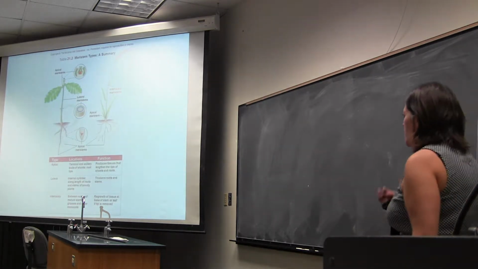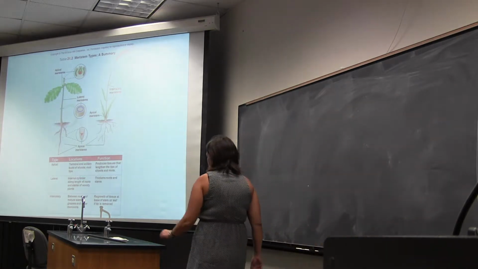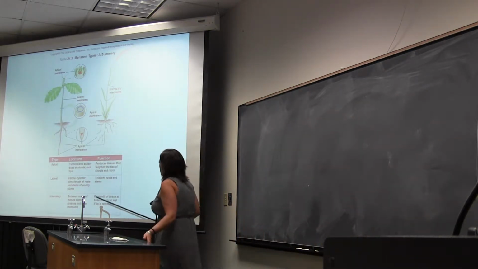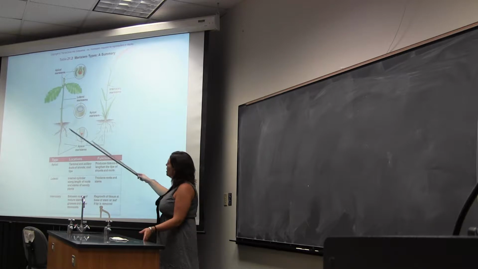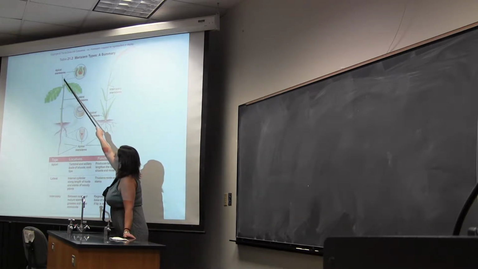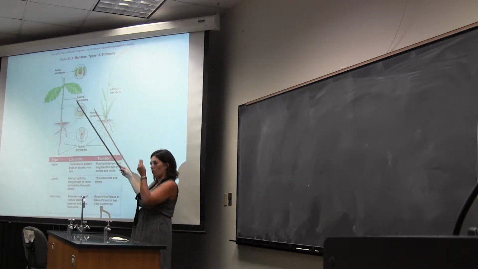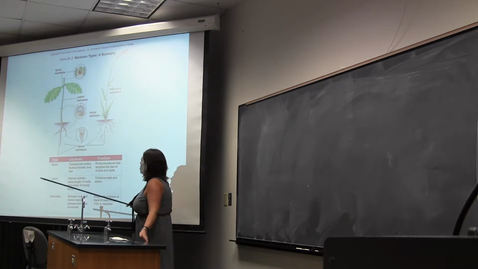So here you can see where these different meristems are located. Again, the apical meristem, you're going to have at the ends of all of the roots, which is going to help it grow downward. And then you're going to have these at the top, which are going to divide and make the plant taller.